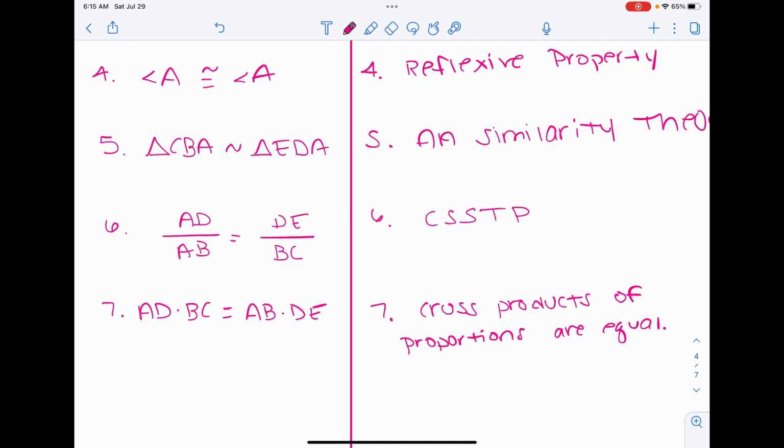Okay. Hopefully this video helped you understand a little bit better about similar triangle proofs. I know that they could be tricky, but again, focus on getting the triangles to be similar. Make that your main goal when you're working through one of these proofs.